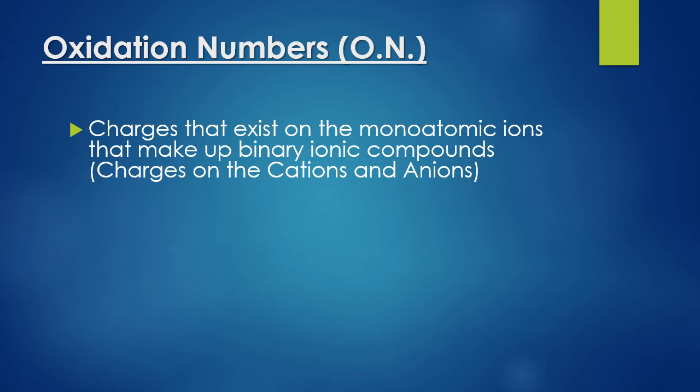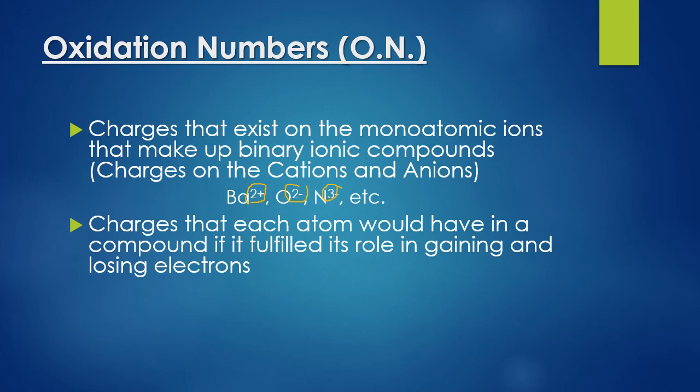So I'm going to define oxidation numbers. Now, you already know what they are, we just haven't called them oxidation numbers yet. Oxidation numbers are the charges that exist on the monatomic ions. So when we said that barium, since it's an alkaline earth metal, is always going to form a +2 charge, that +2 is its oxidation number. So it's just the charges on the ions. They're also called oxidation numbers.